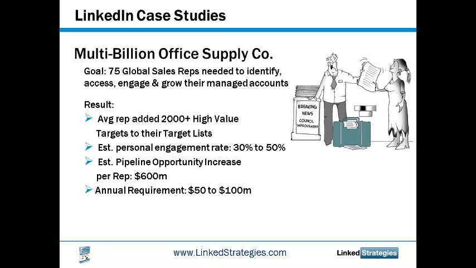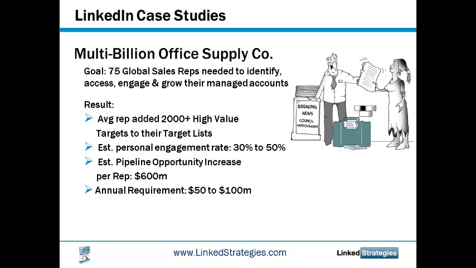The average rep added 2,000 plus high-value targets to their total target list. Now, before we worked with these guys, they were complaining about not having enough people to talk to. So we built out the database, and this is something we're going to talk about with you in just a minute with the tools that we use. Okay, we estimated a personal engagement rate because they just finished this. So here are our estimates on what's about to happen for them. Because we've done so many of these, we know what's going to happen.